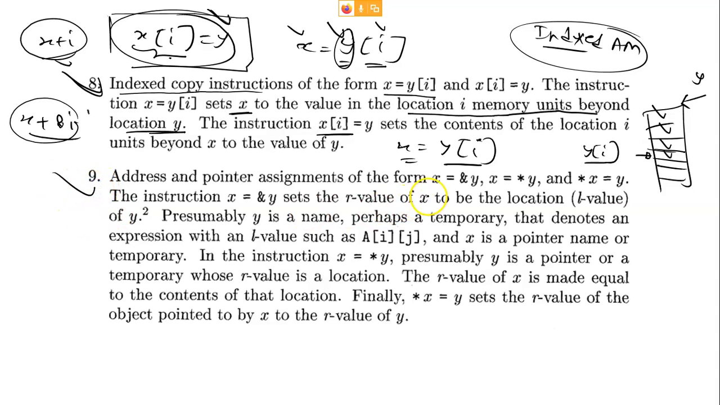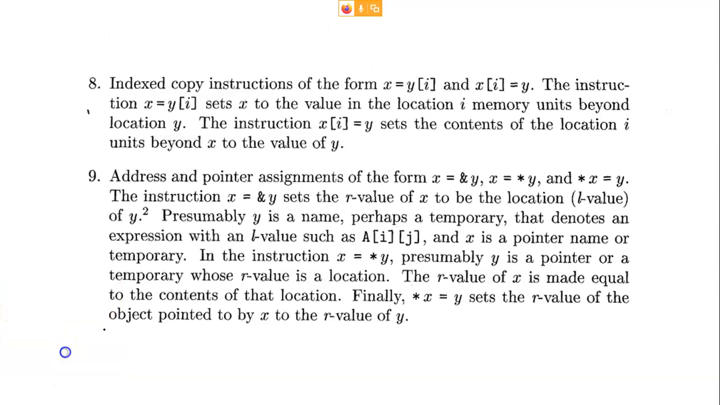And this is just address assignment. You can assign to x the address of y. Similarly, x equal to star y and star x equal to y. These are also 3 address code instructions that we can use. These are the 9 3 address code instructions that the Ullman book has defined. They convert all their programs into 3 address codes which use only these 9 instructions.